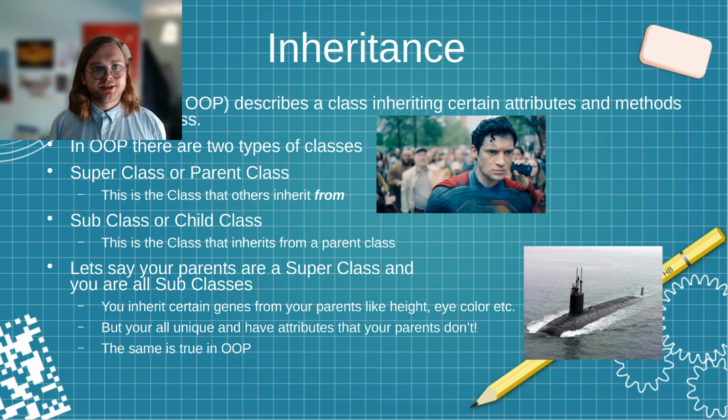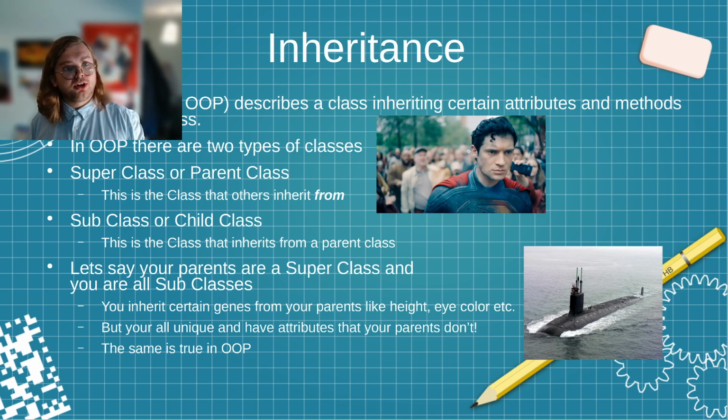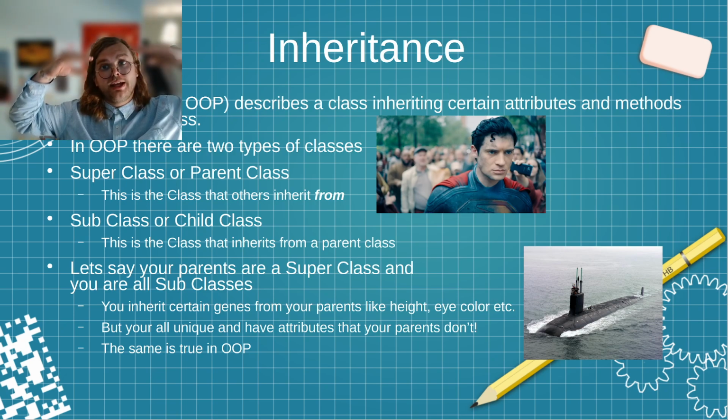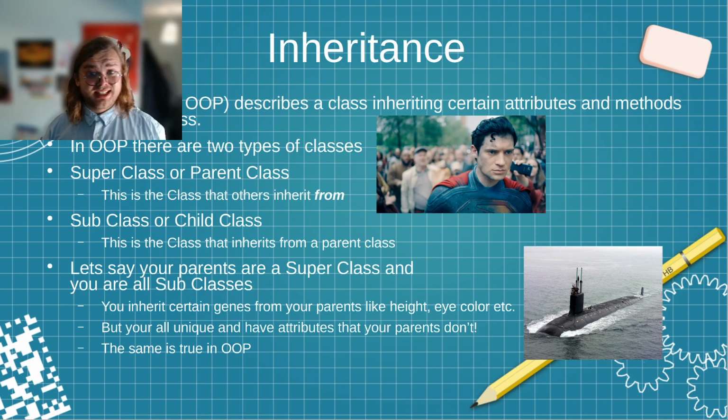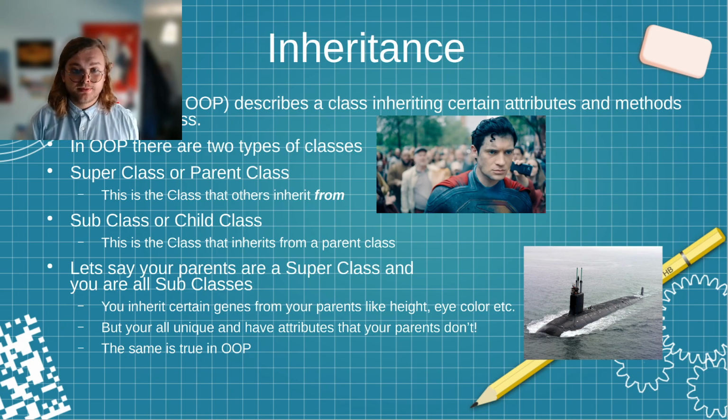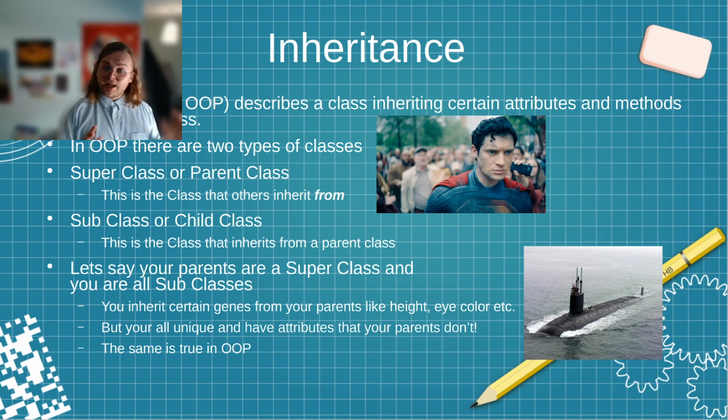So, inheritance. Inheritance in object-oriented programming describes a class that inherits certain attributes from another class. So, there are two types of classes. A superclass or parent class, which you can imagine as being at the top, and this is the class that others inherit from. It spawns other classes. And a subclass or child class, which is the class that inherits from the parent. So, let's say that your parent's a superclass and you are a subclass.